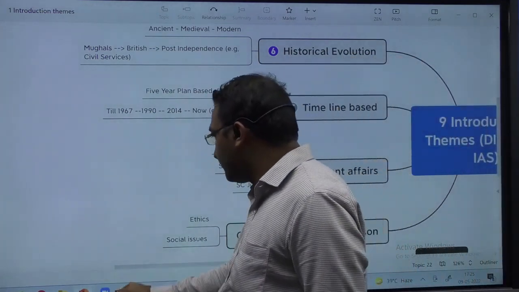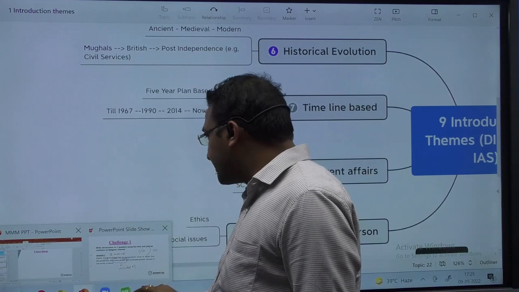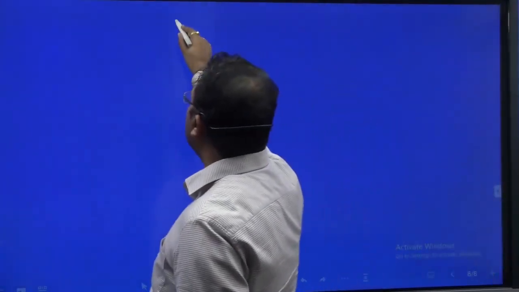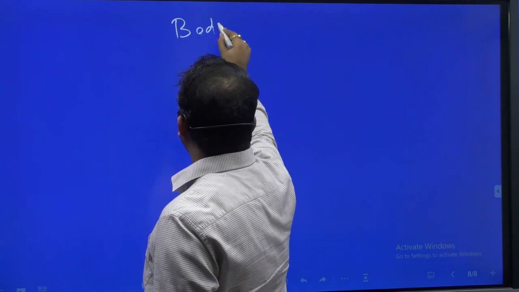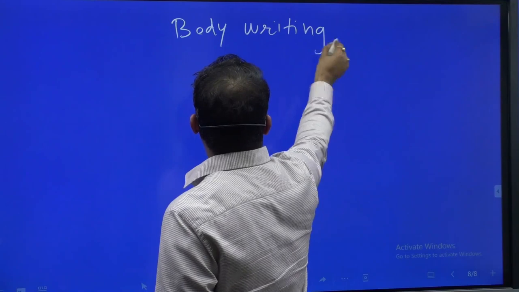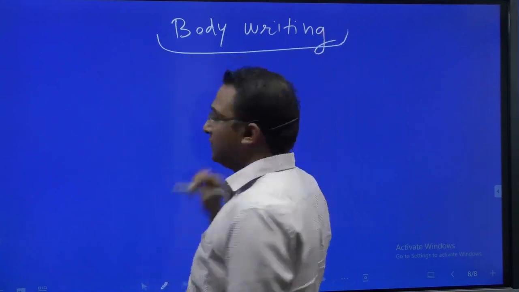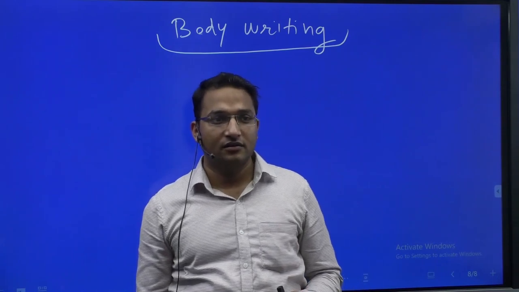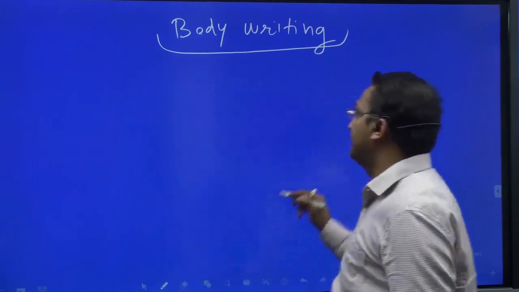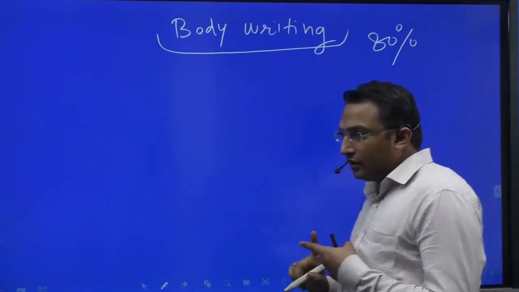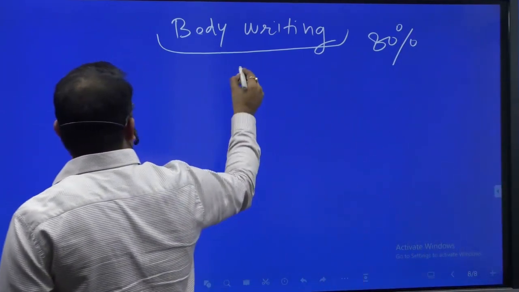Fine. Now we are going to discuss a very important aspect, that is the body part. Body writing. You know how much is the weightage of body in the answer writing? 80%. So in this body there are two aspects.